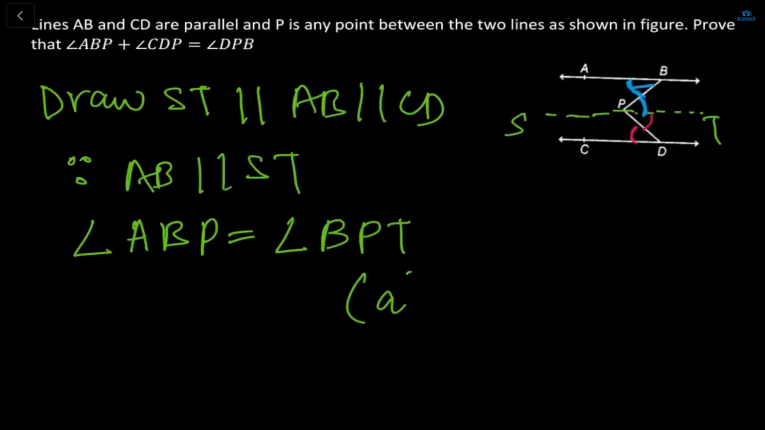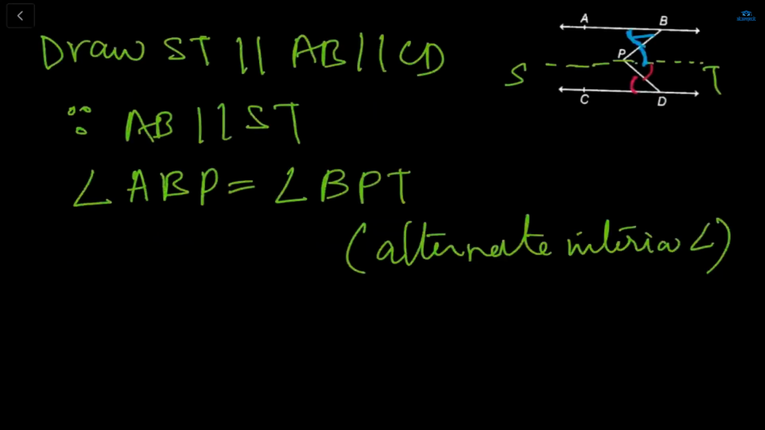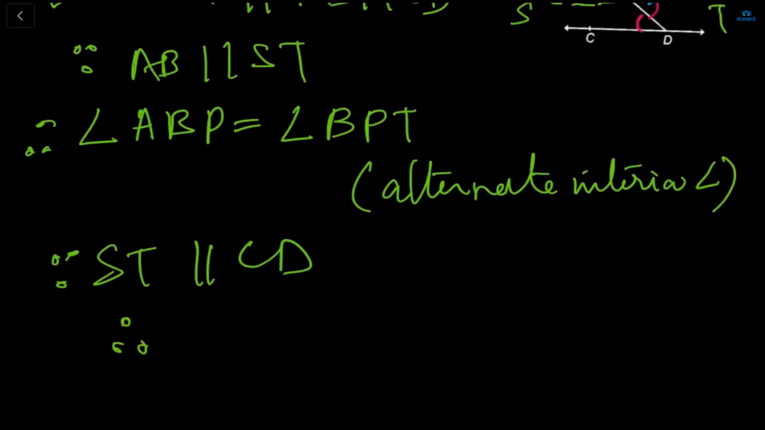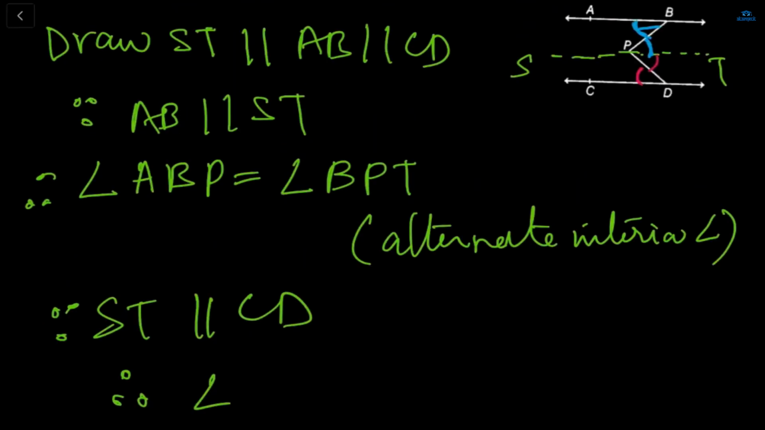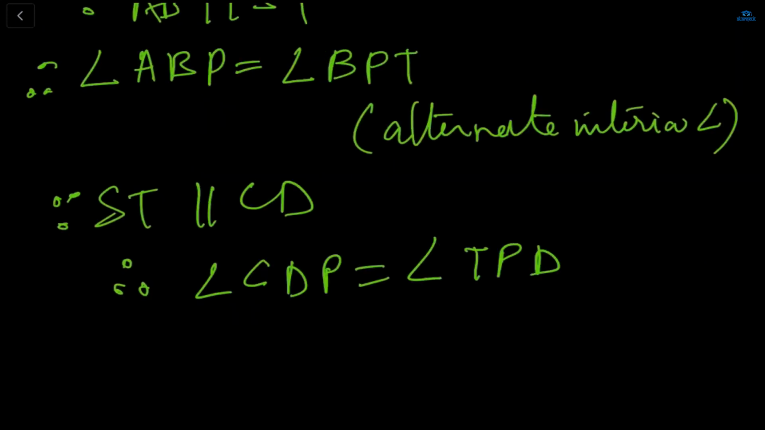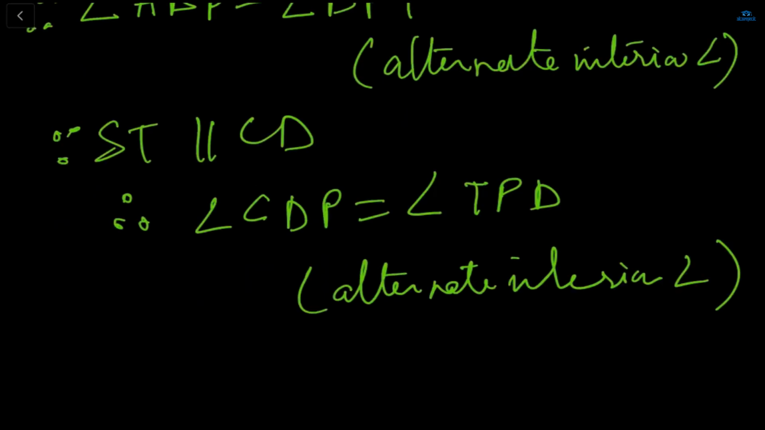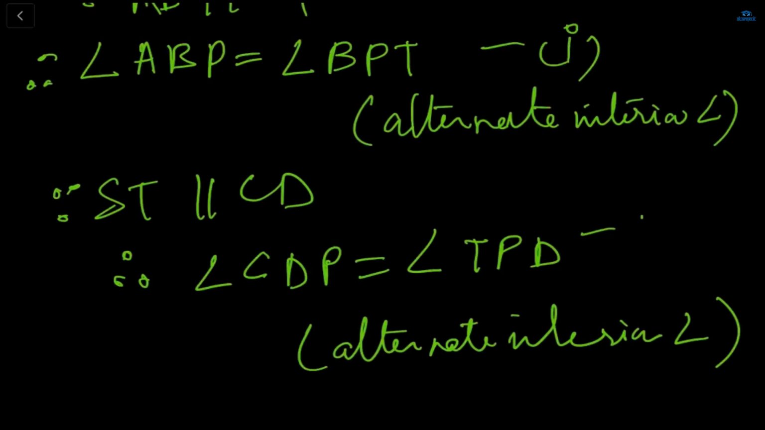Alternate interior angles. Yes or no? The lines are parallel, therefore alternate interior angles will be equal. Again, since ST is parallel to CD, therefore the pink angle that I have marked, angle CDP, will be equal to angle TPD. Again, alternate interior angles. I'm taking this as equation 1 and this as equation 2.